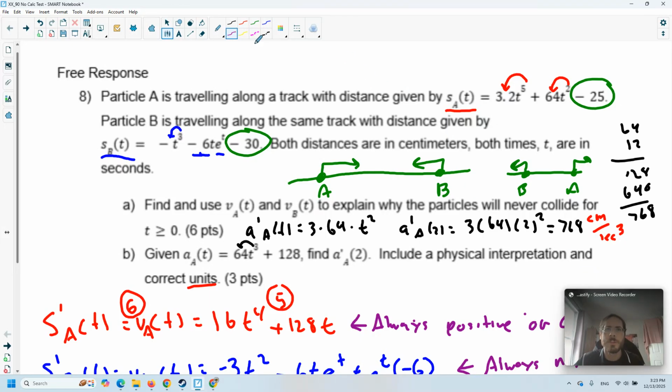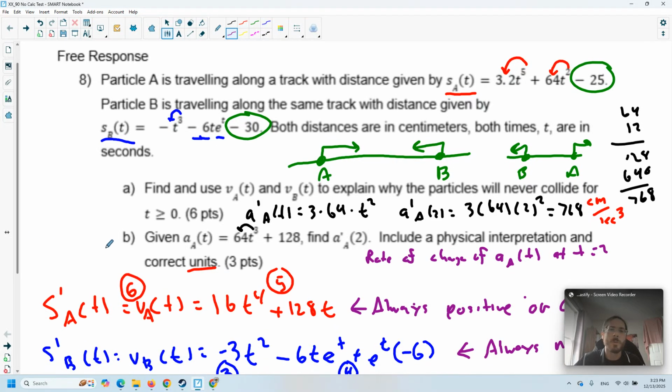Now for a physical interpretation, we can write a sentence. We can just say rate of change of, and we can even keep it really generic, a of t at t equals 2. If we wanted to be more specific, we could say this is the jerk of a, capital A, at t equals 2. So we didn't need the physics interpretation. As long as we had the calculus interpretation, that is the rate of change at t equals 2, that's all we would need to do for that.